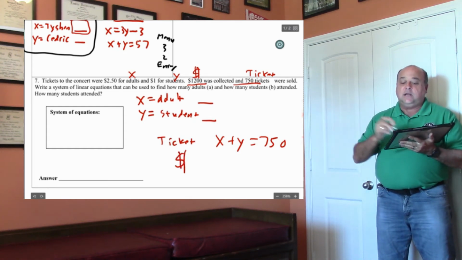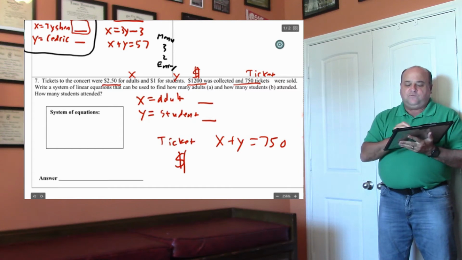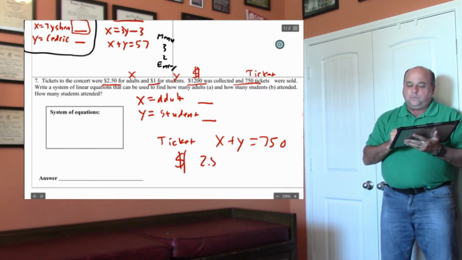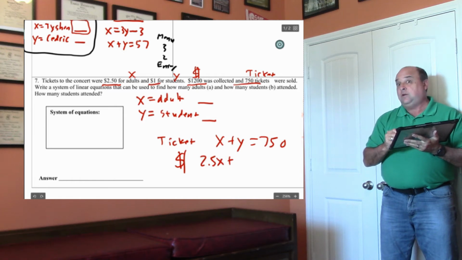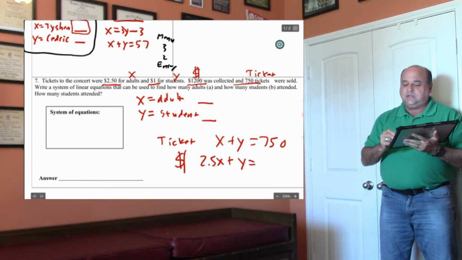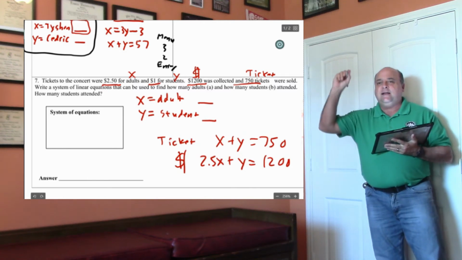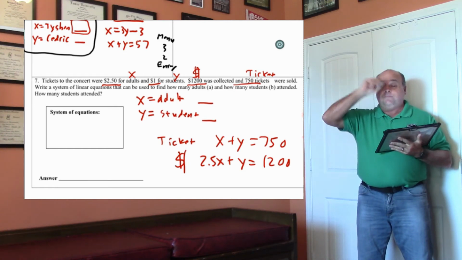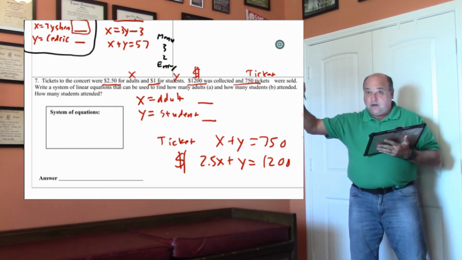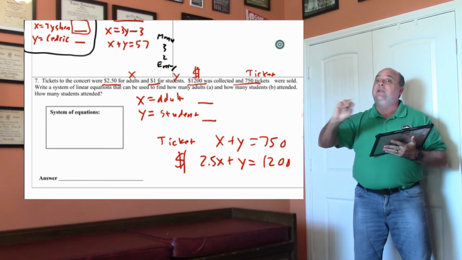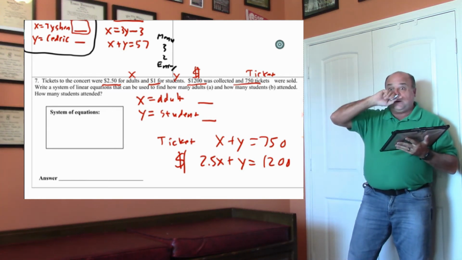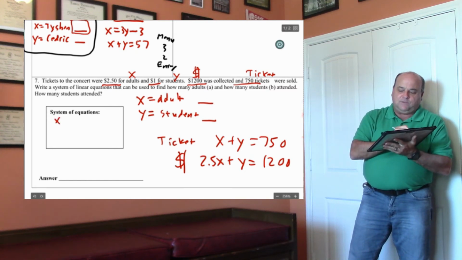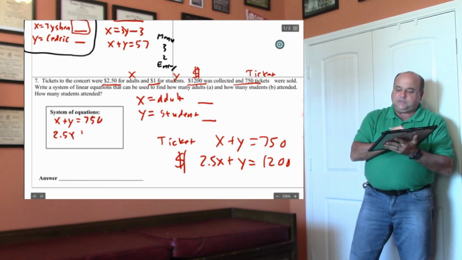The money one is going to involve the money. An adult ticket is $2.50 and a student ticket is $1. So 2.5x plus, we really don't need to put the 1y, do we? Plus y equals the total amount of money, which was $1,200. So that is my ticket problem and my money problem. When you do something like that where you're selling something, you'll have the number of tickets or whatever item you're selling, and then you'll have a money problem. That's where your two equations will come from. So the system of equations is x plus y equals 750 and 2.5x plus y equals 1200.